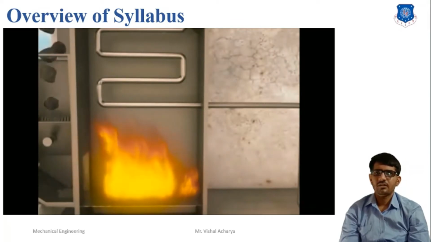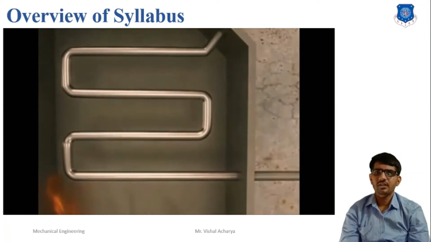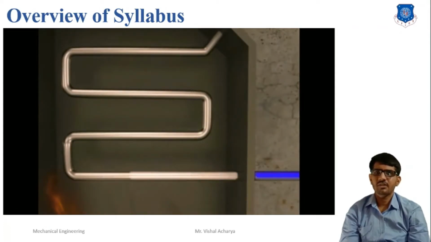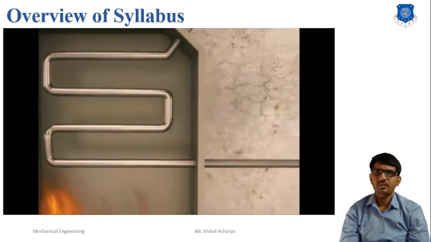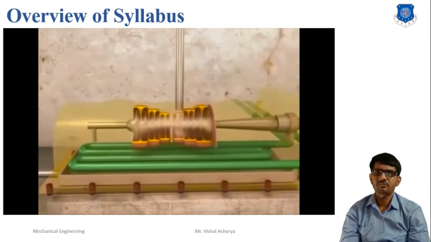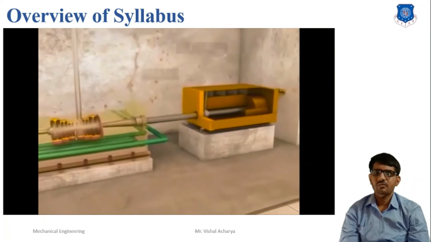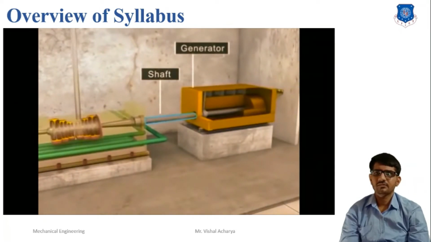Here the combustion produces the hot gases. Here hot gases transfer the heat into the tube. Here water is converted into high pressurized steam. High pressurized steam expands in a turbine and produces mechanical energy. Here the turbine shaft is connected with the generator.